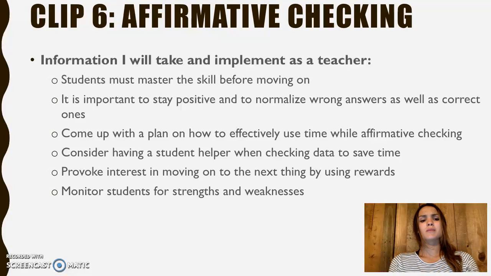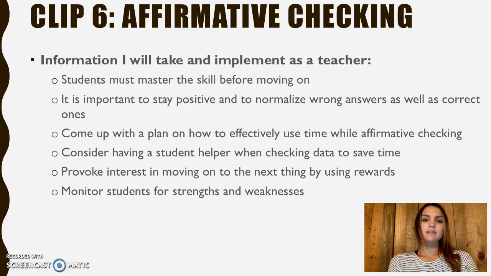So I think it's important to have procedures set. That way you don't take too much time and you know what's going on at all times. Consider having a student helper when checking data to save time. And this was also mentioned in the book. I thought that was a good idea. However, I don't think I would like it personally.